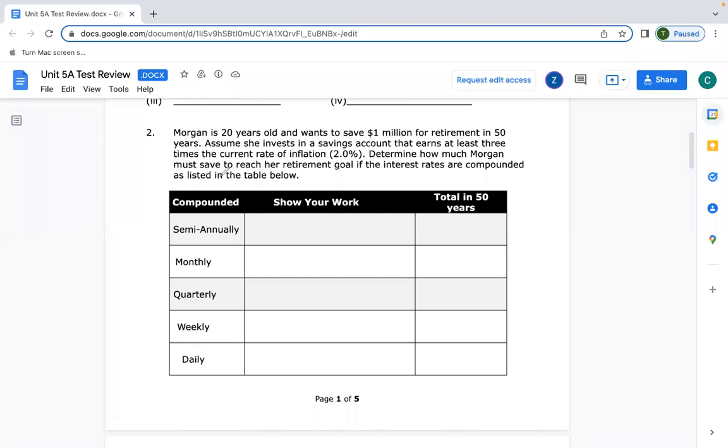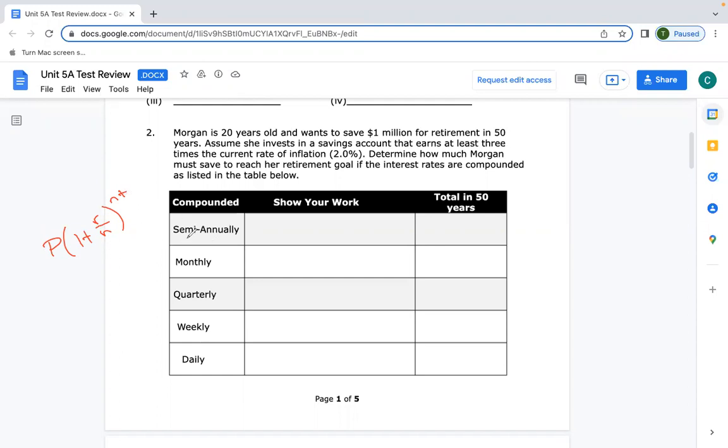Okay, so we've got P times 1 plus r divided by n, raised to the nt. Okay, P is going to be my initial amount. r is going to be my rate. n is going to be the number of times it's compounded. And t is going to be the time.